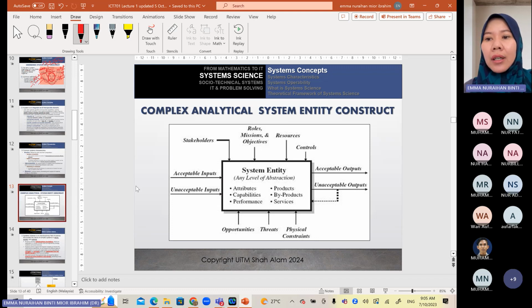So you can see here, so many factors involved in the success of a system. So if you want to have a good, for example, education system, you have to identify who are the stakeholders, the mission, the roles, objective, the resources, the infrastructure, what are the control mechanisms? Does the university provide the best control mechanism? Is it too strict? Is it too shallow? And also looking into inputs, there are categories of input, acceptable, unacceptable.